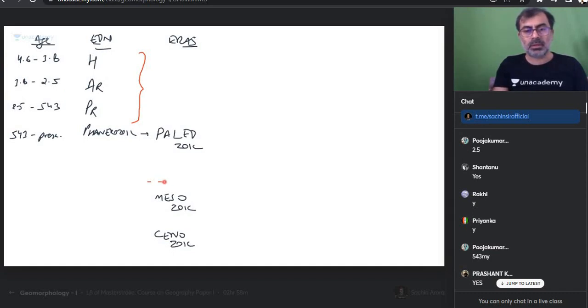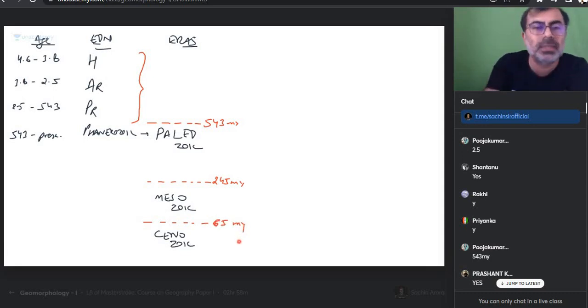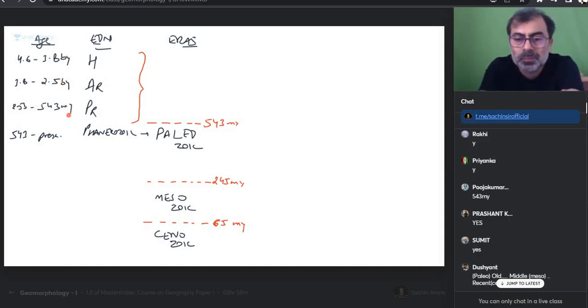If I have to make a boundary in this, can I say this is 543 million years? 245 million years. 65 million years. Can you memorize this? Memorize quickly. Billion year, billion and million year. Paleo means old life, middle life, recent life. Everyone okay? We have done that to Phanerozoic.